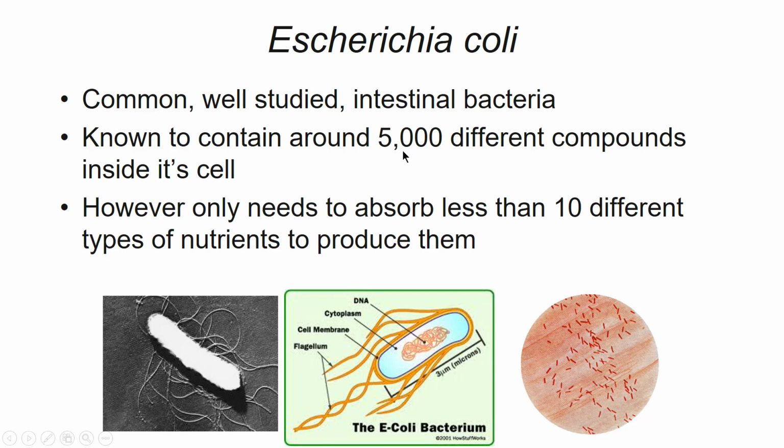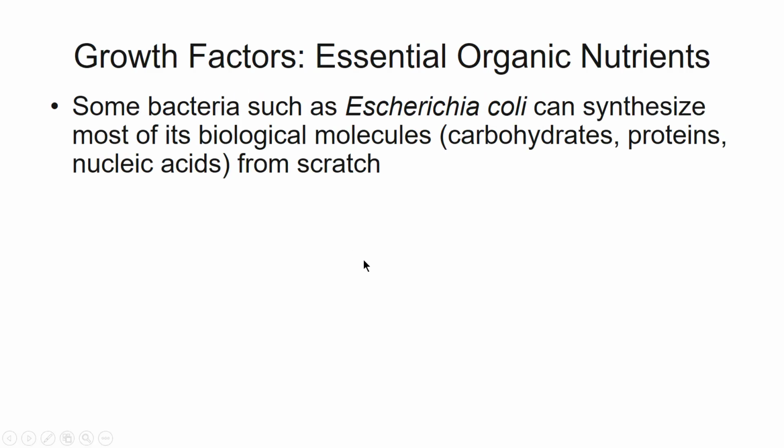However, to make all those 5,000 different compounds, E. coli only needs about 10 different types of nutrients. So that means with 10 raw ingredients, you can essentially come up with roughly 5,000 different compounds. It would be similar to having something like flour, eggs, milk, baking soda, etc. in your kitchen, and from roughly 10 ingredients, you could make many, many different meals or many different recipes. So the idea then is that these ingredients have to be acquired and or synthesized in some way.